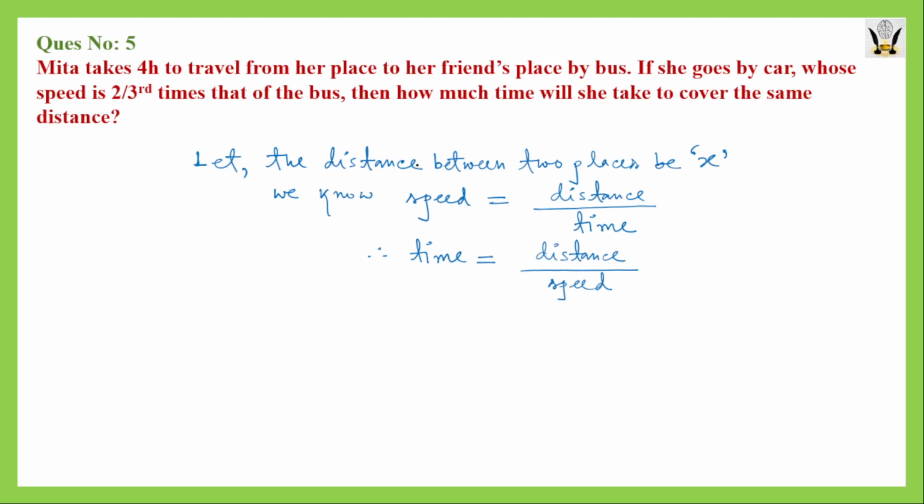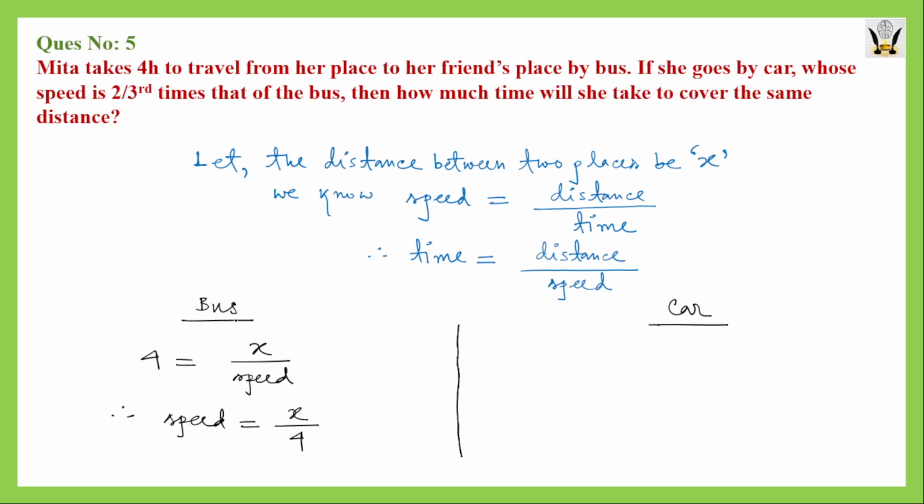So what we will do initially is assume that the distance is x. Now in the first case, when she traveled by bus, the time taken was 4 hours, and we know time is distance by speed. Here x is the distance that we assume between her place and her friend's place. So in terms of that distance and time taken, the speed we obtain is x by 4.